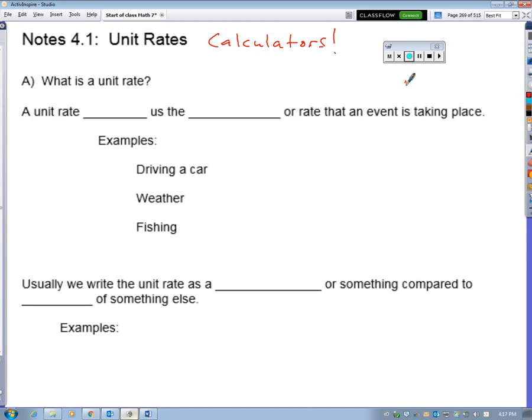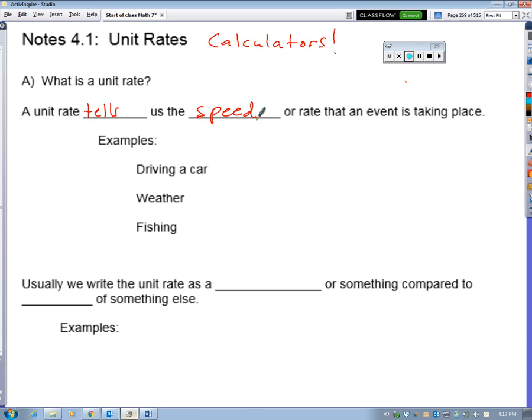That's the change. What is a unit rate? Let's talk about that. A unit rate is used every single day, but you just don't know what it was. Alright, a unit rate tells us the speed or rate that an event is taking place. It's used every day, but people just don't say it.